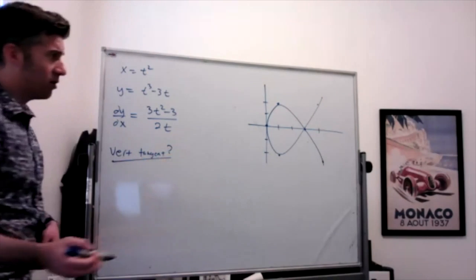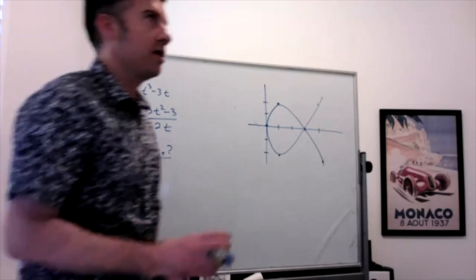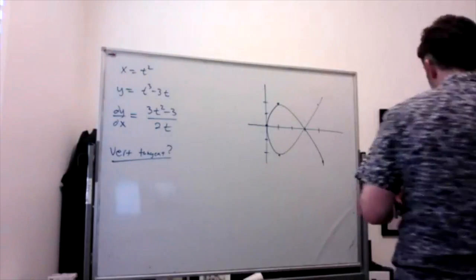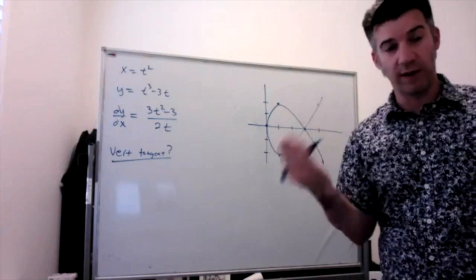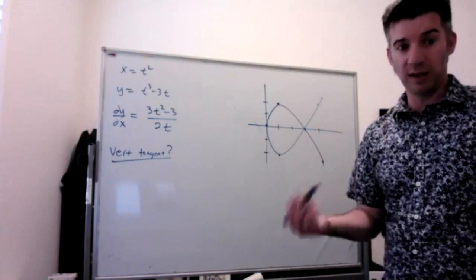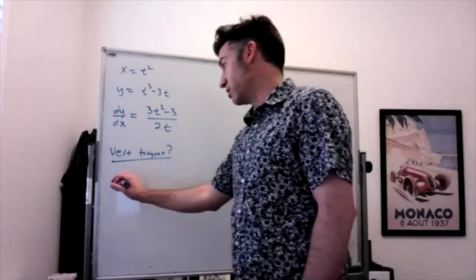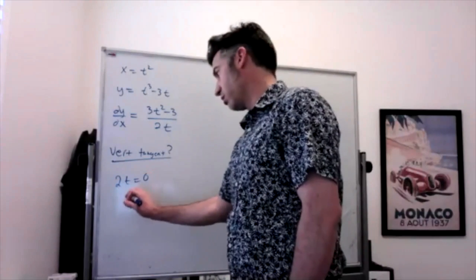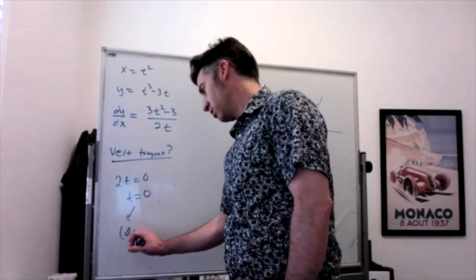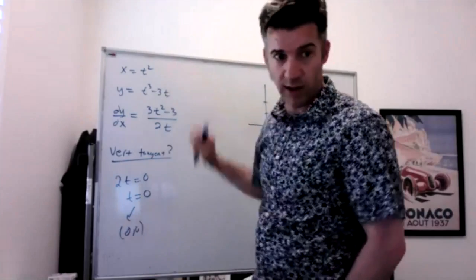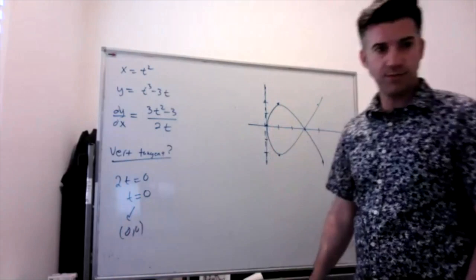Okay, well, we have a vertical tangent where the derivative is undefined, right? The tangent line is a vertical line, and a vertical line has an undefined slope. So we need the derivative to be undefined, like divided by 0. So we're going to have a vertical tangent when the denominator is equal to 0. When t equals 0, which is at the point (0, 0), because if t equals 0, x is 0 and y is 0. So we have a vertical tangent right there.